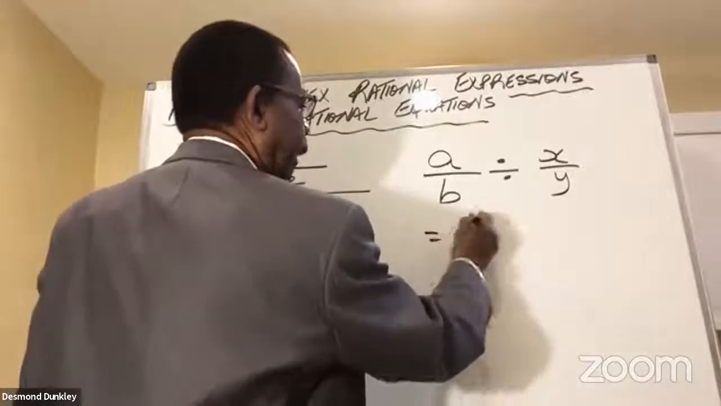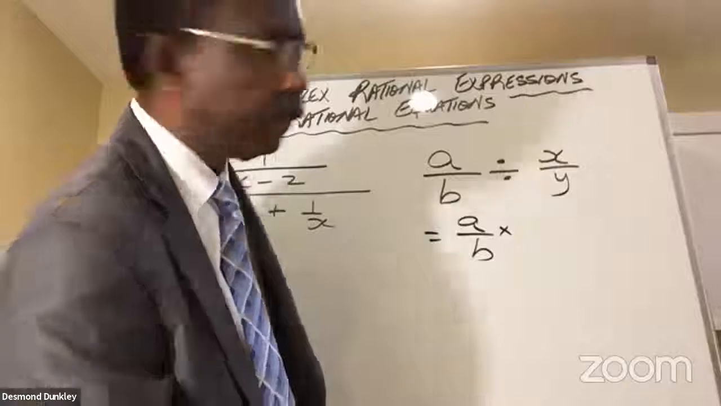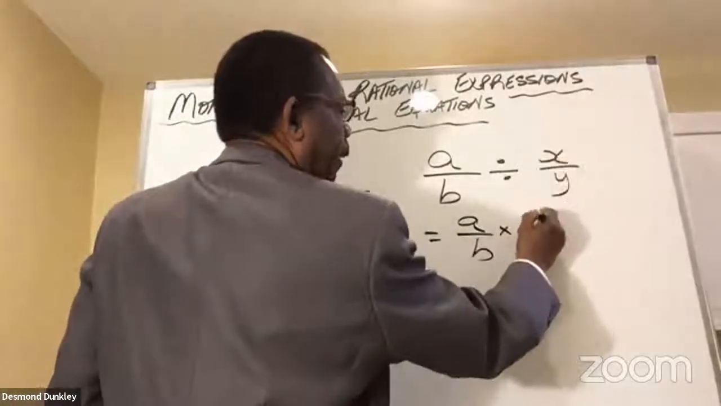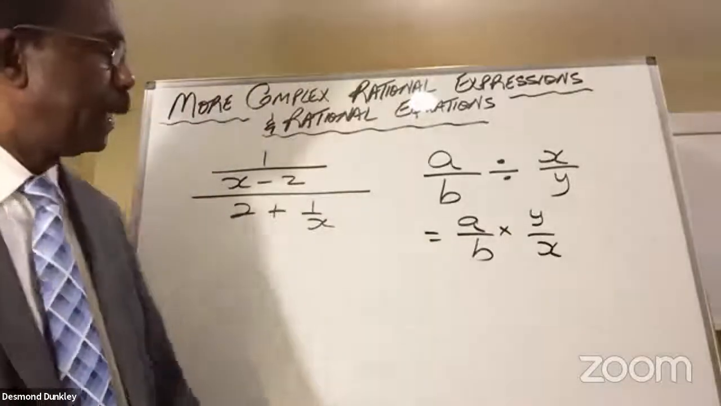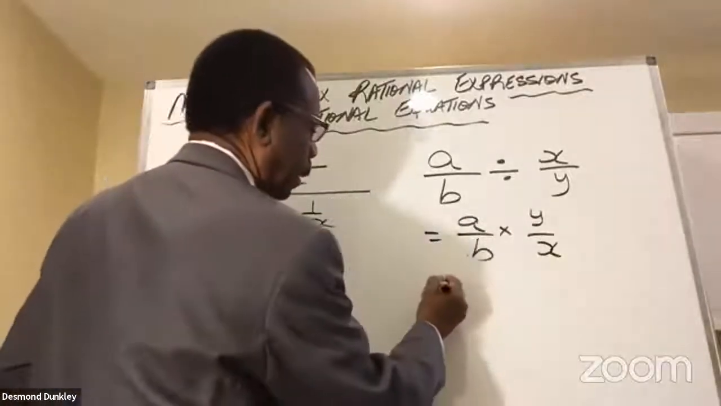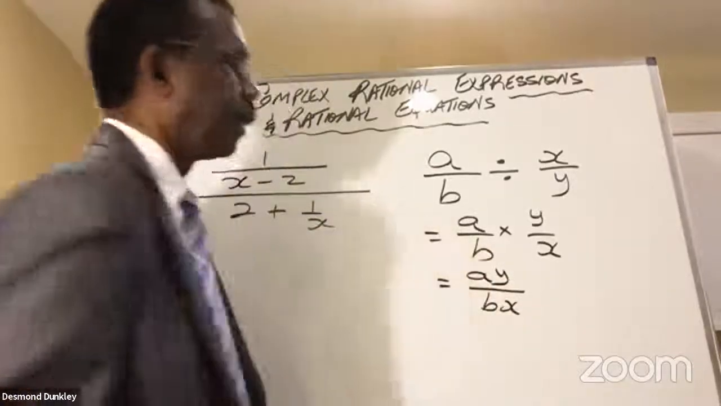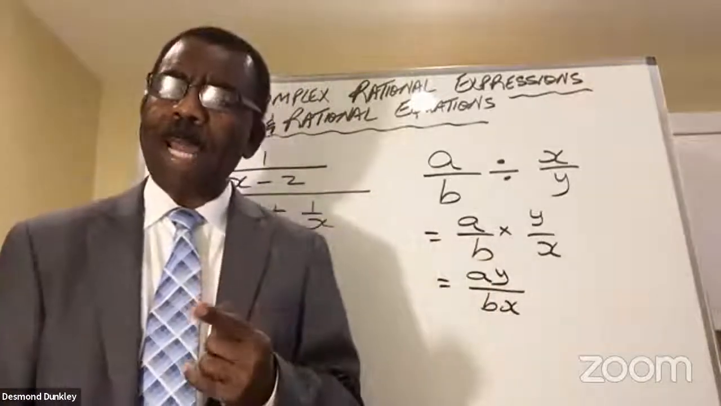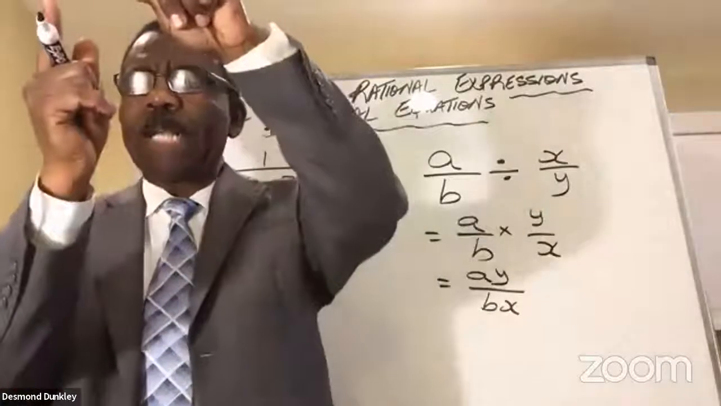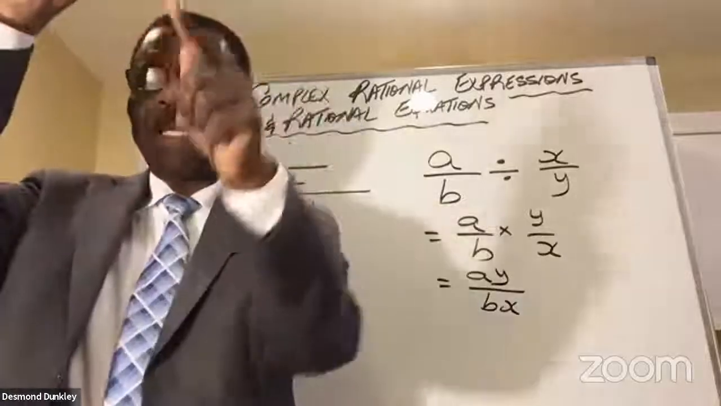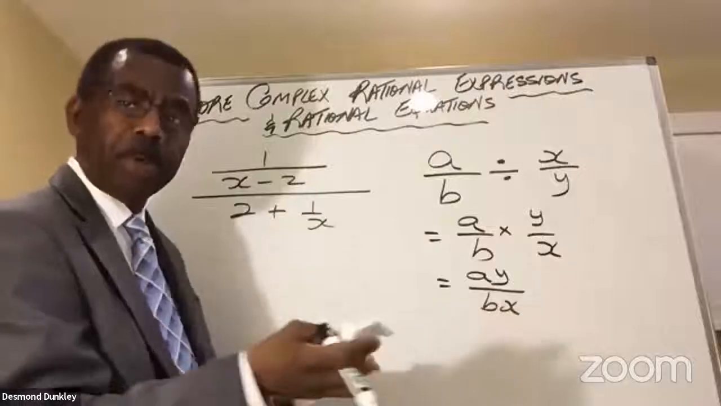So it's actually going to be a over b times, flip the fraction, it becomes y over x. So that would be the final answer: ay over bx. You divide by a fraction by changing the division to multiplication and changing the fraction, where the bottom becomes the top and the top becomes the bottom. What do I mean? Let's do some numbers.